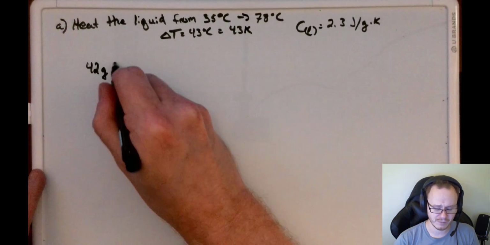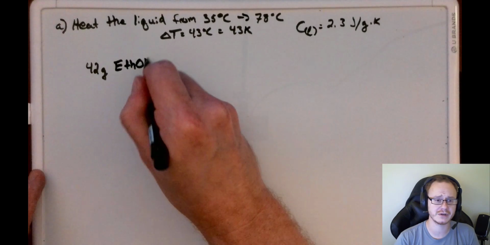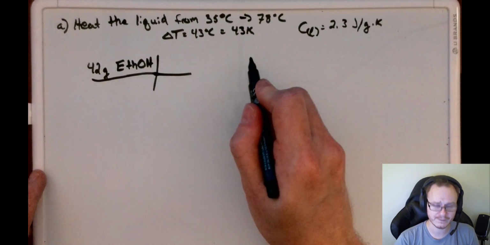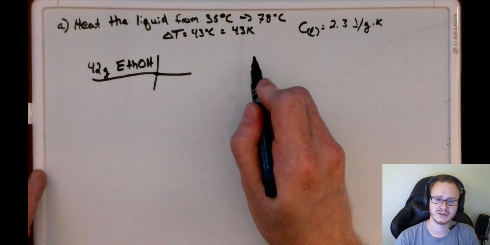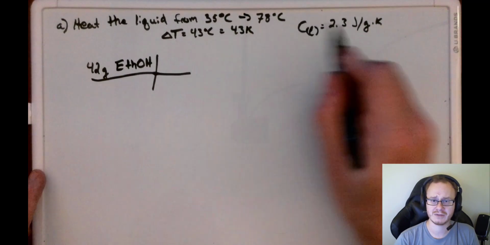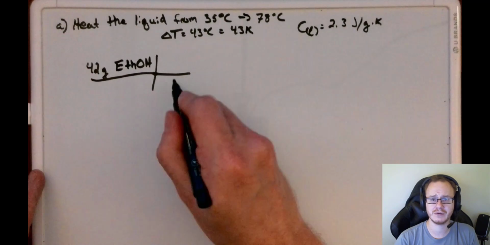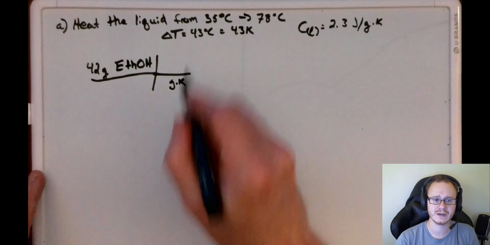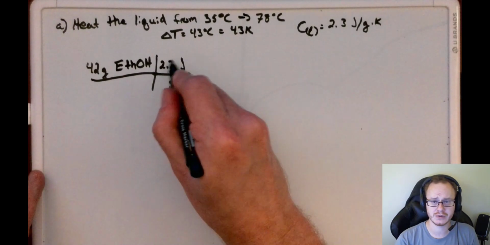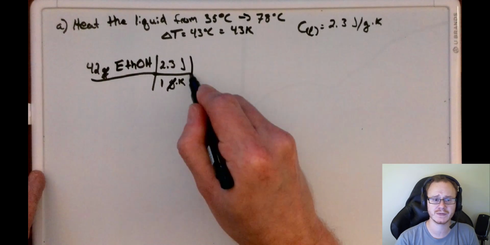Starting with this, I have 42 grams of ethanol given to me. I set up my dimensional analysis box. I'm going to abbreviate ethanol as ETHOH. Knowing I have to go to kilojoules and only having the specific heat, I try to cancel grams first. I see gram per Kelvin on the bottom, so I can go ahead and put gram per Kelvin on the bottom with joule on top. It's 2.3 joules per gram Kelvin. This ultimately cancels my grams.